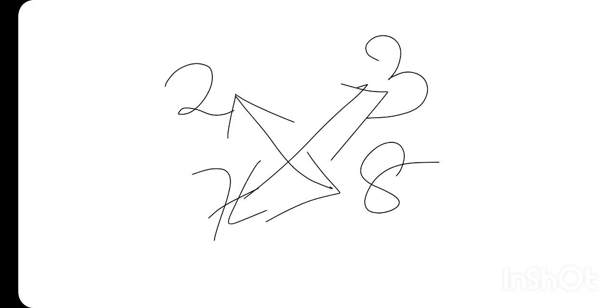For 2, the cube number will be 8, and for 3 the cube number will be 7, and vice versa. And also for cube root, if the unit digit is 2, then the number must be 8, and if the unit digit is 7, the cube root will be 3, and vice versa. Okay, let's move to the question.